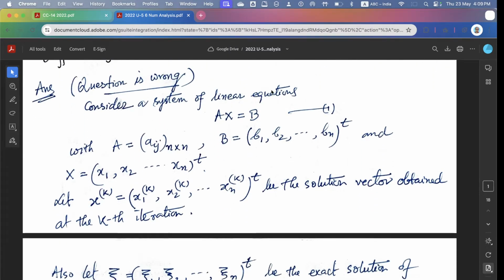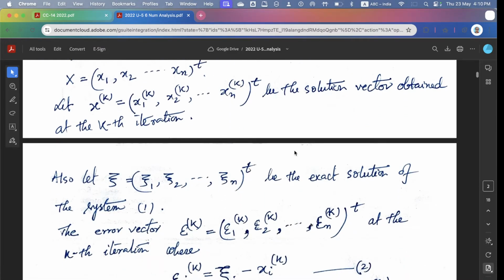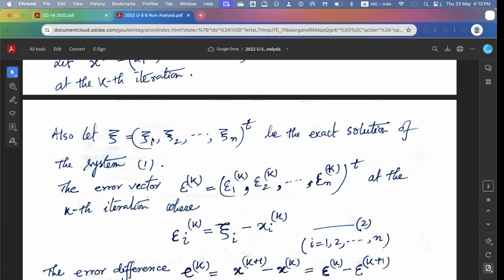Consider a system of linear equations Ax equal to b, where A equal to (aij) is an n by n real square matrix, and b equal to the column vector (b1, b2, ..., bn) transpose, and x equal to (x1, x2, ..., xn) transpose is the column vector. The kth iteration x^k equal to (x1^k, x2^k, ..., xn^k) transpose is the solution vector obtained at the kth iteration, and xi equal to (xi1, xi2, ..., xin) transpose is the exact solution of the system 1.